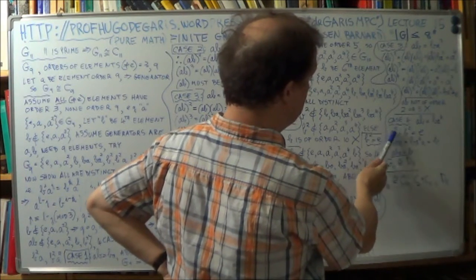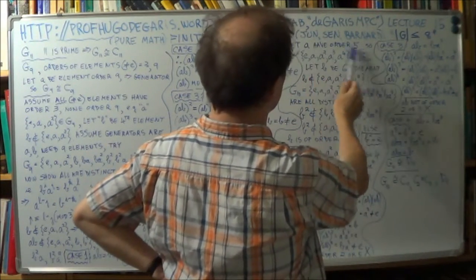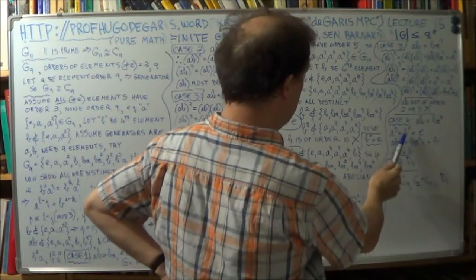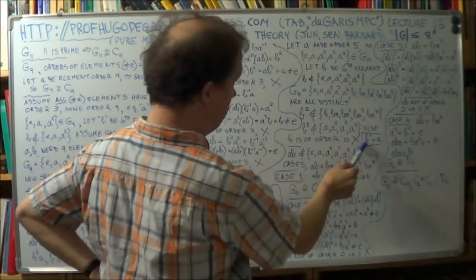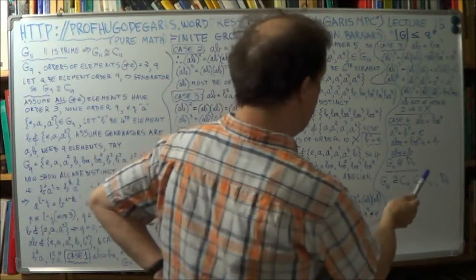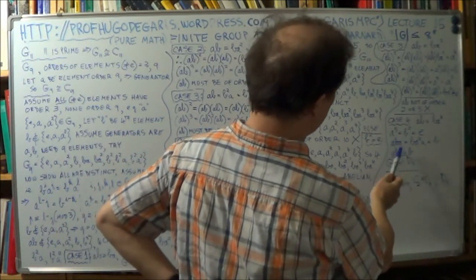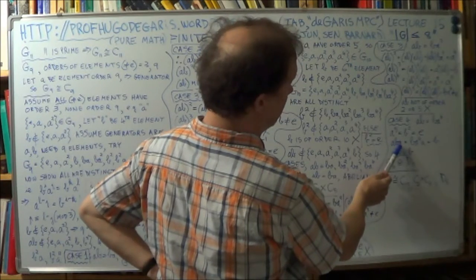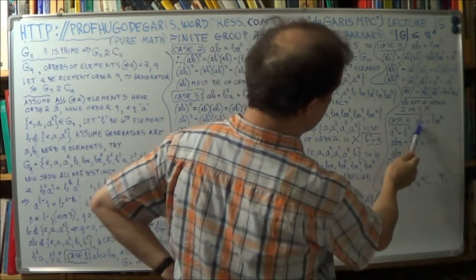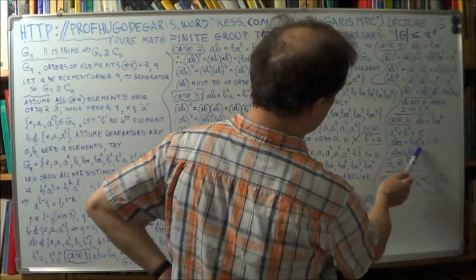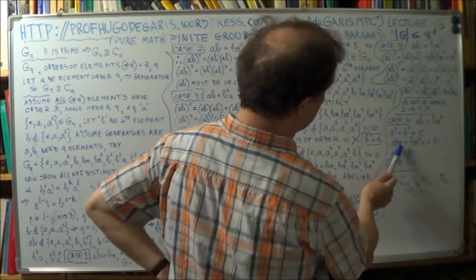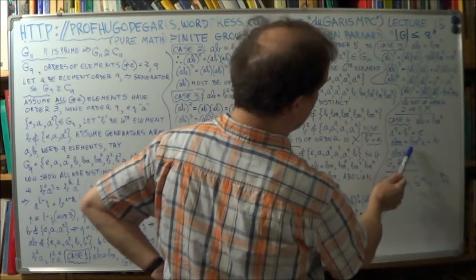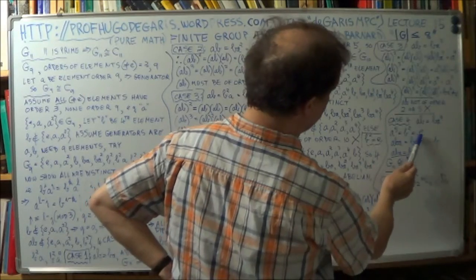Now, we know A to the fifth is E. That's assumed here. We know B squared is E. We've derived that here. And we're trying to find what AB is. Now, if I multiply on the left by A, now AB is BA to the fourth, right? And I multiply it on the right by A.